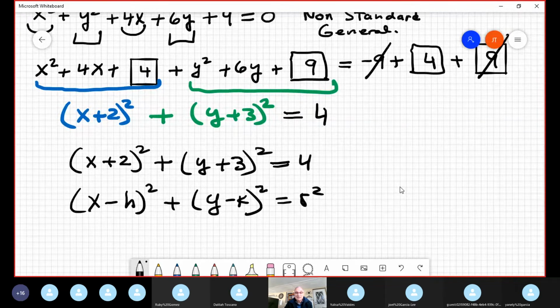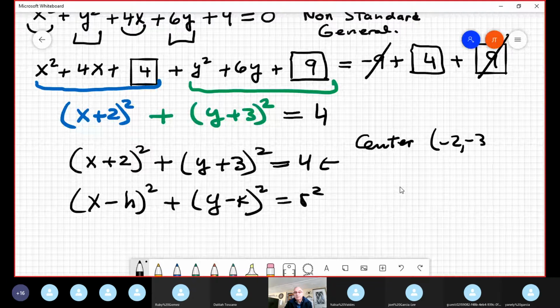So you can see clearly that the center of this circle is located at the point negative 2 comma negative 3. Look, because h is negative 2. Remember, opposite sign. If you see plus in the equation, it's because it's minus in the general form. So why is it plus? Because h is negative 2 and double negative becomes positive. Like y here, in this case, negative 3.